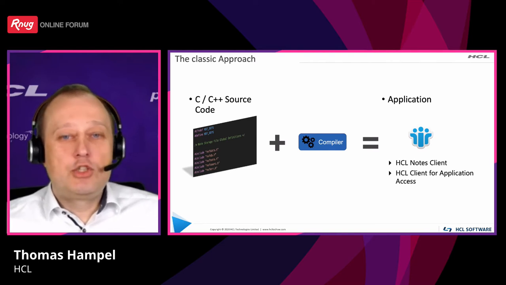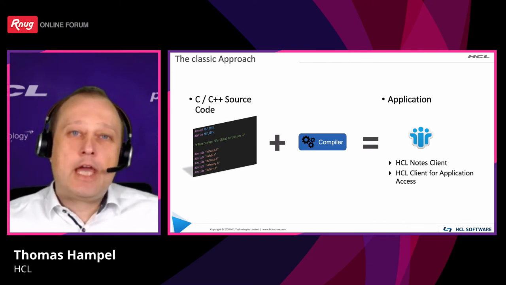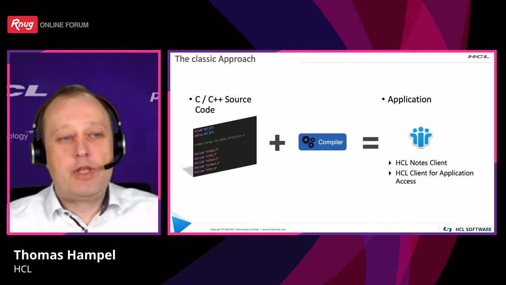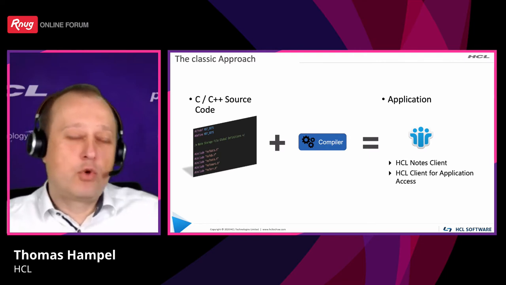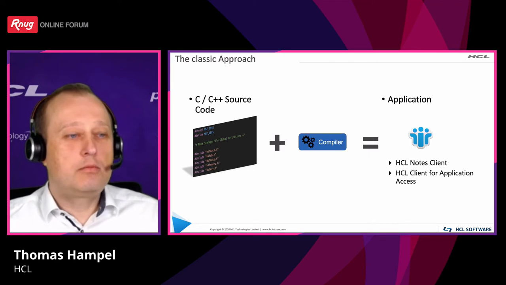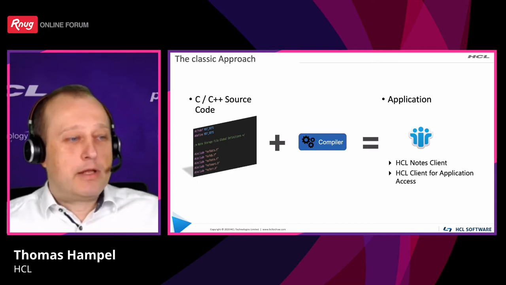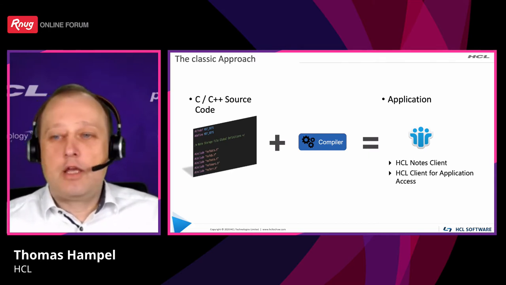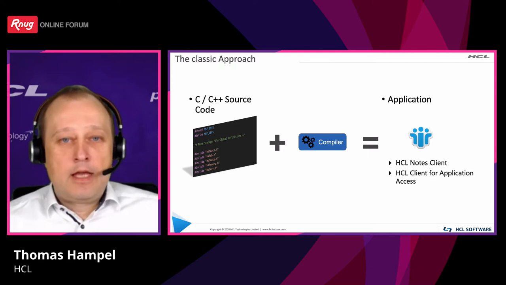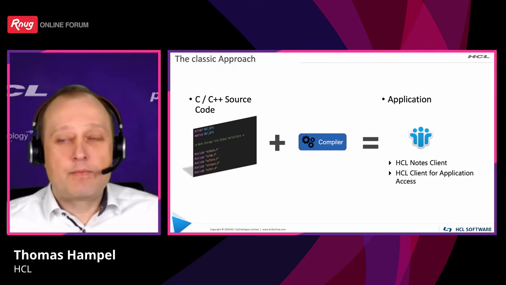And in the traditional world, we take the source code, we run it through a compiler, and the compiler will then create the program that you run. Of course, we have to package it. We have to create an installer to make it easier for you to install the product. But at the end of the day, this is the development pipeline: source code, compiler, and then you have the application. Now, this has been the case for the last 20, 30 years.